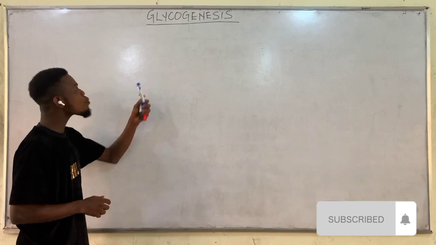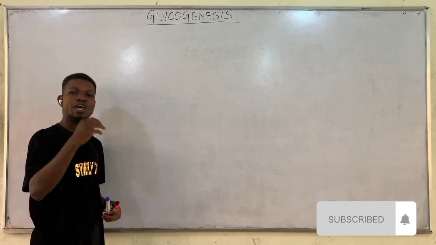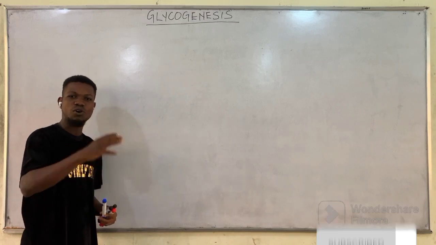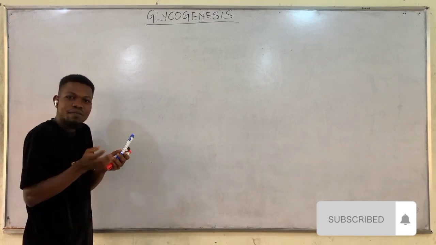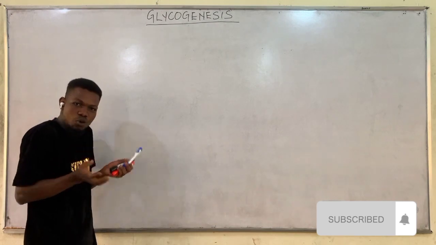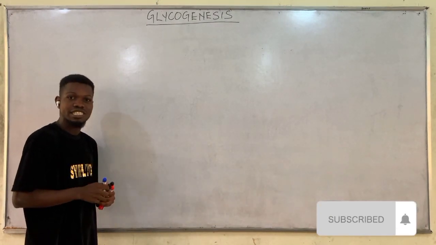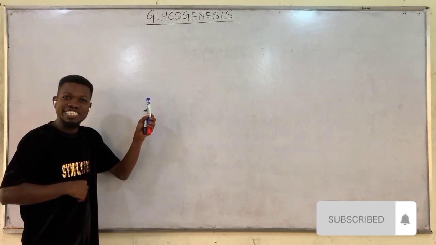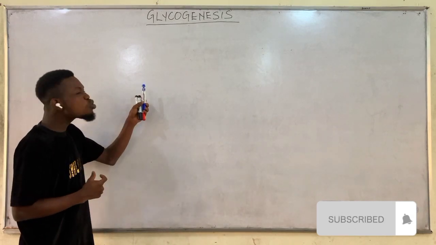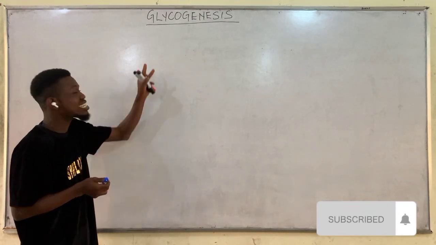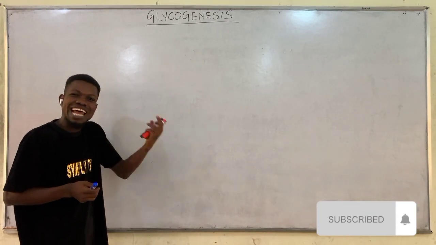When we talk about glycogenesis, you should know that it is an anabolic reaction. Anabolism is a process whereby a simpler molecule is converted into a what? A larger molecule. That is what glycogenesis is. The simpler molecule here is the glucose. Do you get it? The glucose is converted into a larger molecule, which is glycogen. And that's what we call an anabolic pathway.